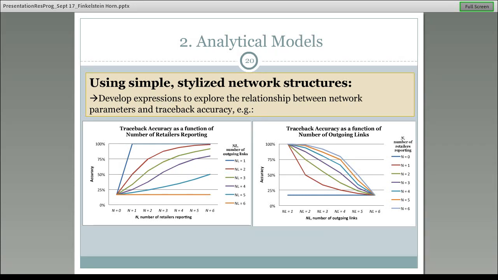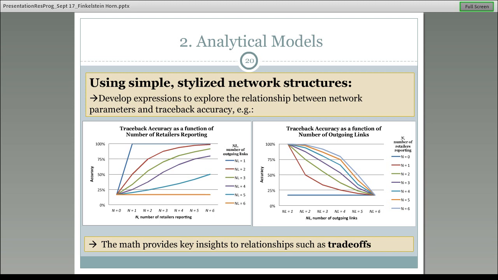So here we have two figures. We'll talk about them one at a time. Starting with the one on the left, this depicts traceback accuracy as a function of the number of retailers reporting. So each parameter on the x-axis is one more retailer reporting. So when we have n equals 3 there, that's equivalent to, like we showed in the toy example a few slides back, those 3 retailers reporting. So of course, as the number of retailers reporting increases, the traceback accuracy improves.